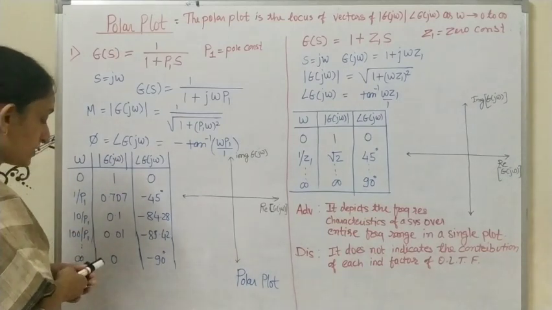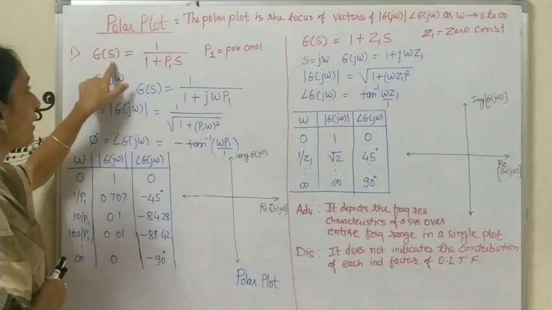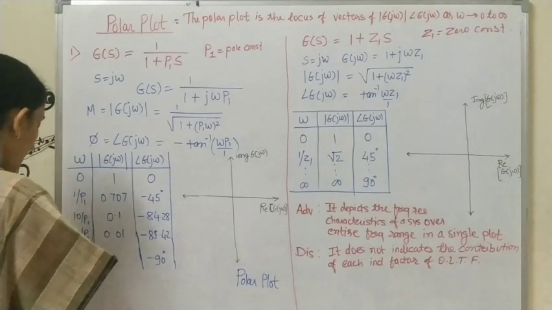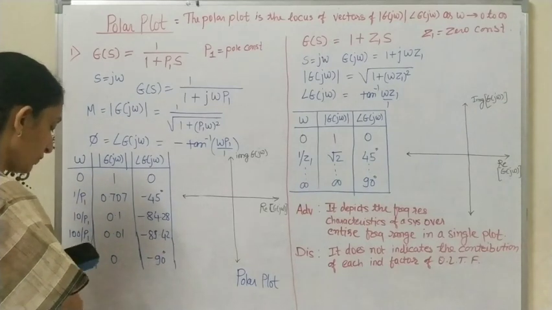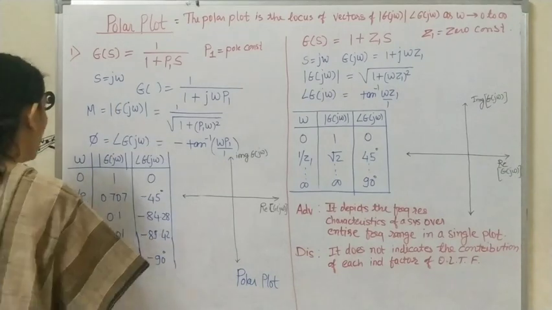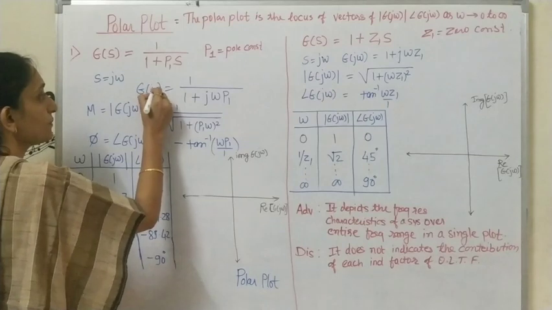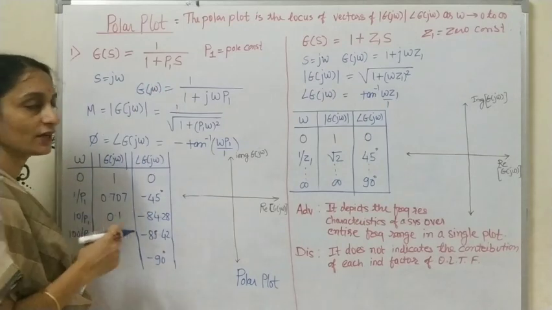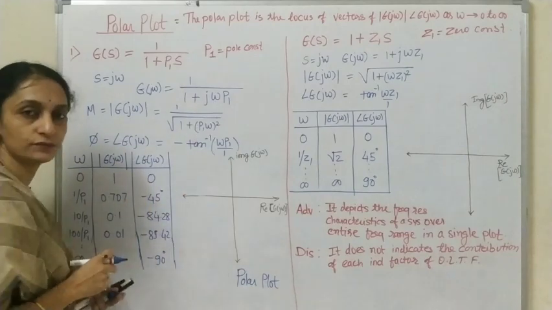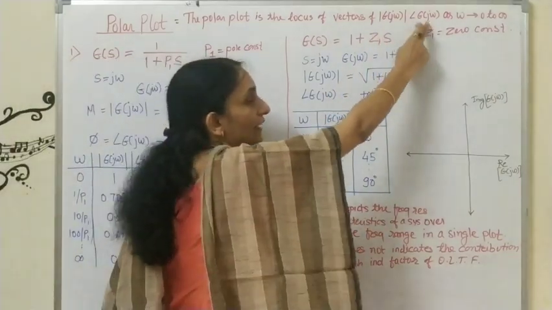See step number 1, s is equal to j omega. You have to put s is equal to j omega. So I will get 1 upon 1 plus j omega p1. I am substituting s is equal to j omega, so here it will be 1 upon 1 plus j omega p1. Now you need to find mod and angle.